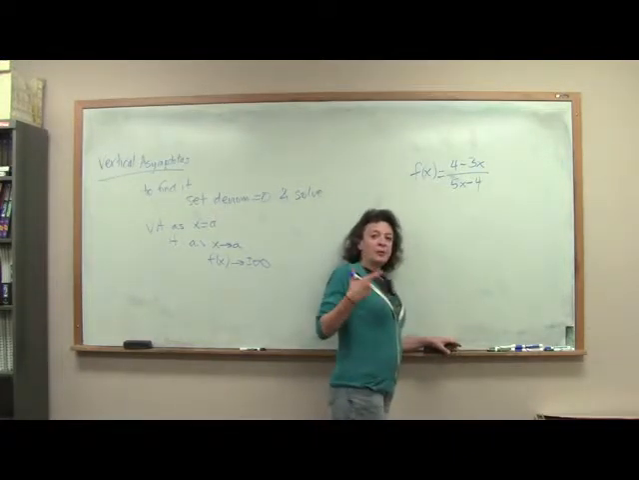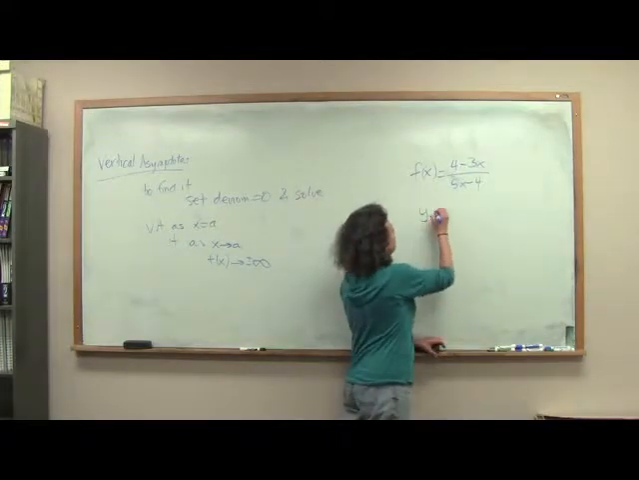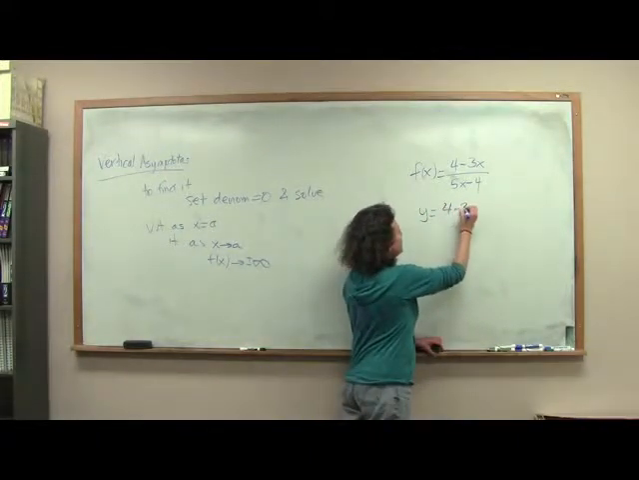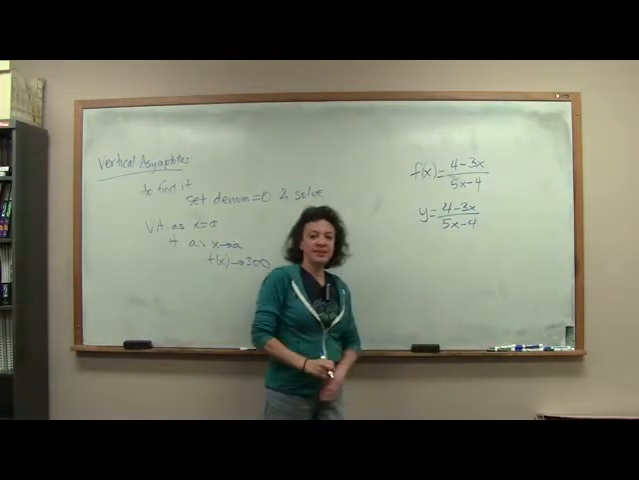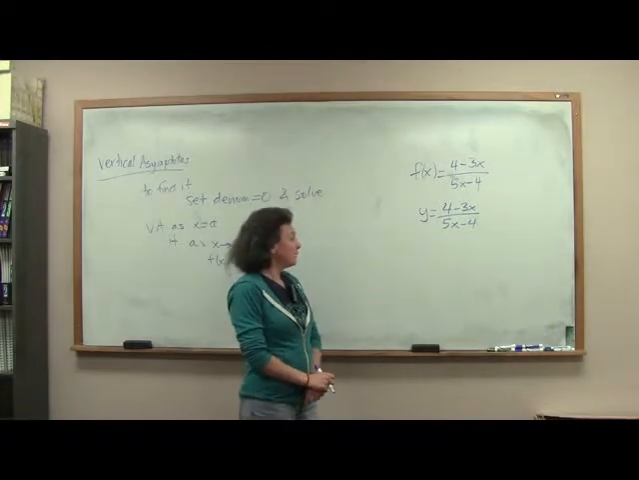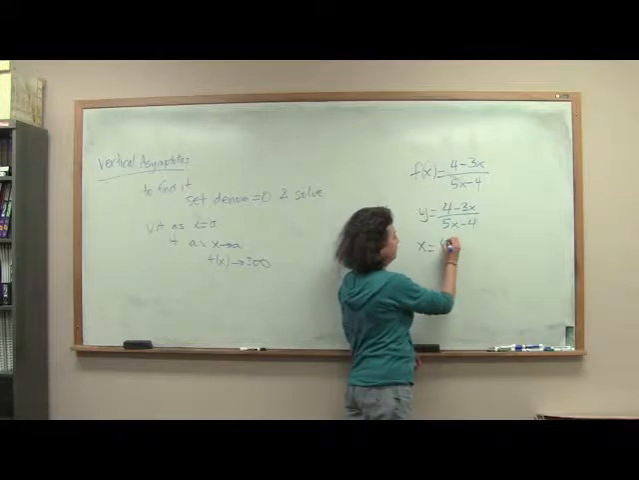You may or may not remember how to find the inverse, but that's why it's great that we're going through this again. First off, we can write this as y is 4 minus 3x over 5x minus 4. The first thing that I like to do when I'm finding my inverse is I switch my x and my y.